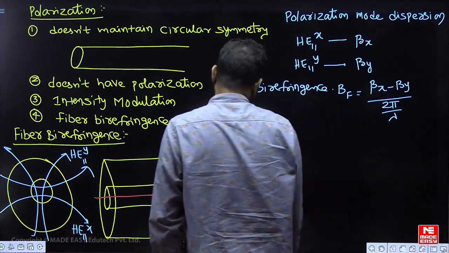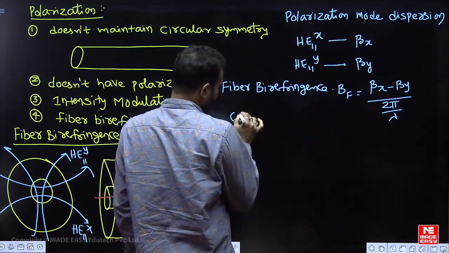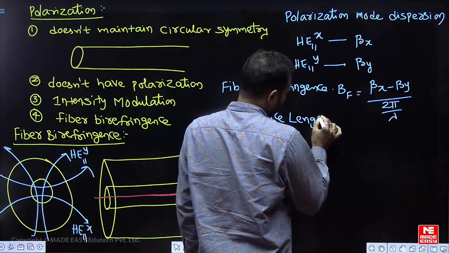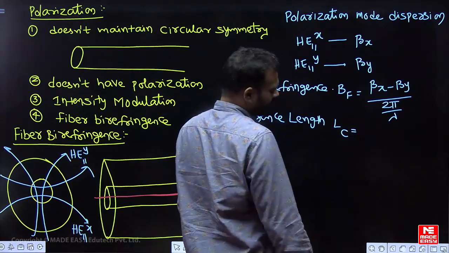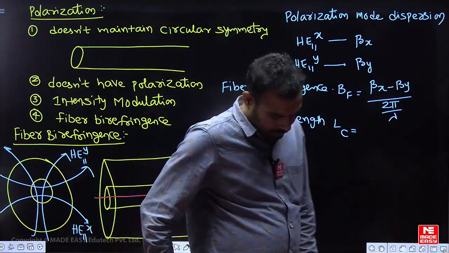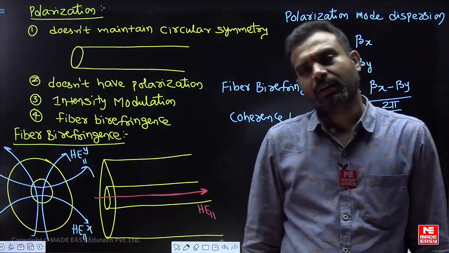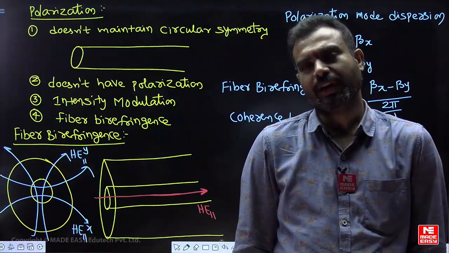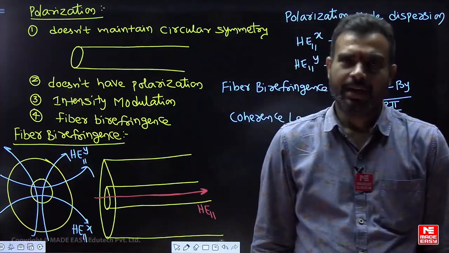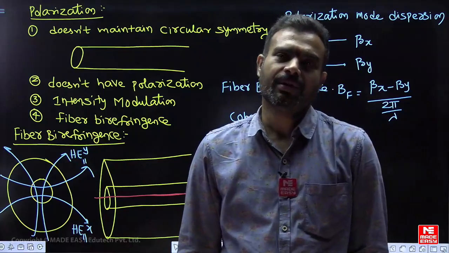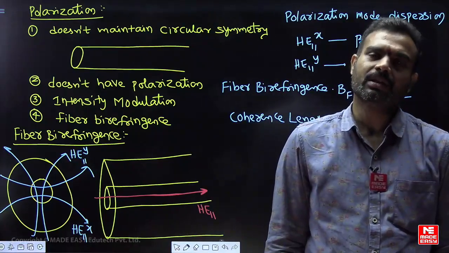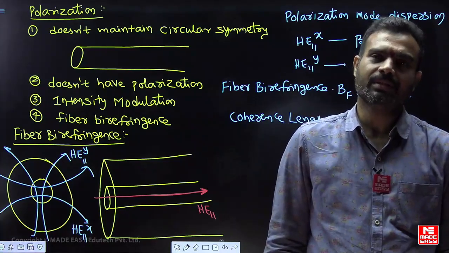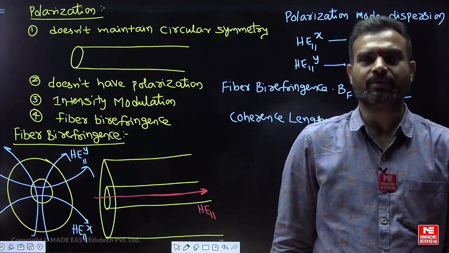Next one is called coherence length. Please observe here, the coherence length is given as LC. Coherence length means the amount of length that the two modes travel with the same phase. HE11x and HE11y travel with the same phase for some distance, and such distance is called coherence length.